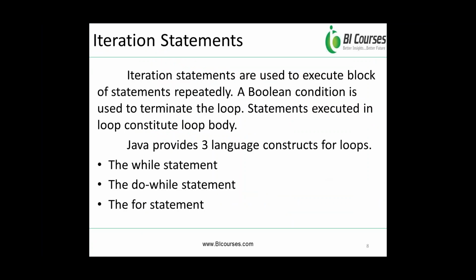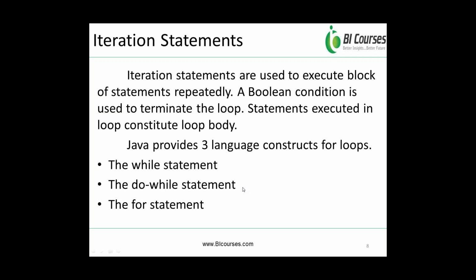Next one, iteration statements. Iteration statements are used to execute a block of statements repeatedly. A Boolean condition is used to terminate the loop, and the statements executed in the loop constitute the loop body. Okay, so if you have any set of statements and you want to execute those statements repetitively, then you can use these iteration statements. There are 3 types of iteration statements. Okay, one is the while statement, and the do while statement, and finally the for statement. Okay, we will discuss these loop statements.